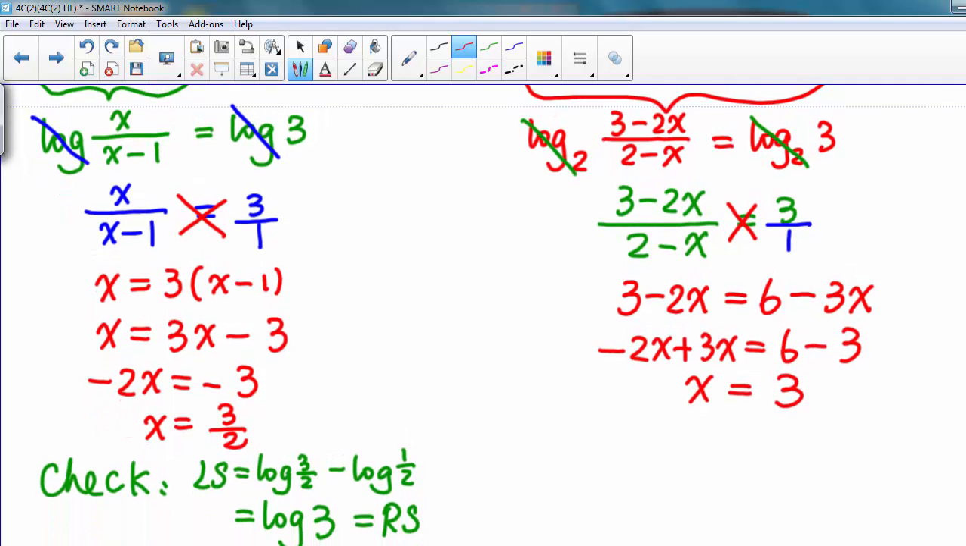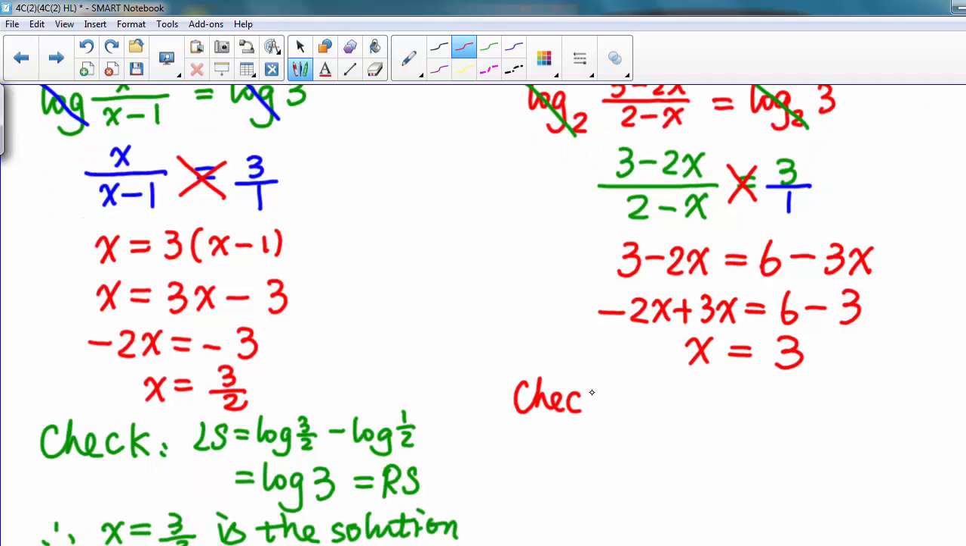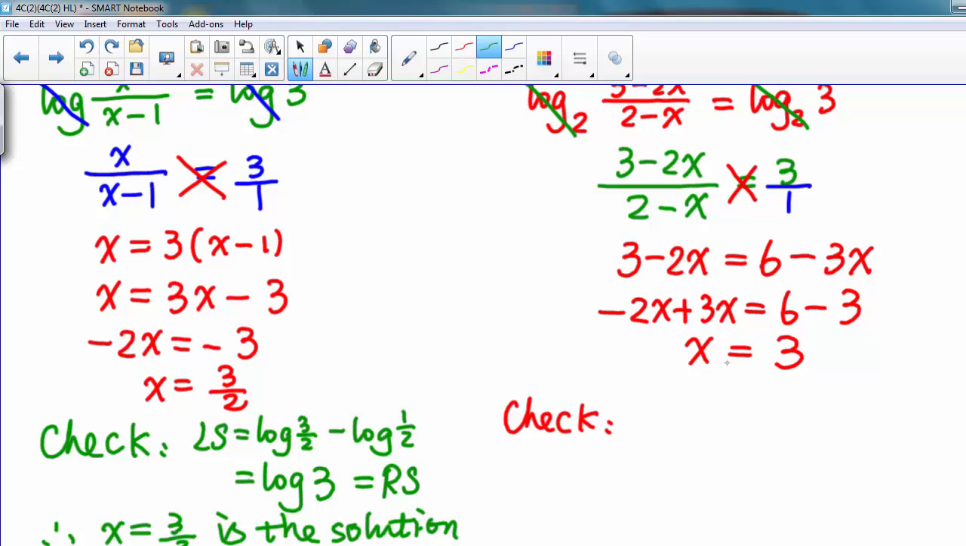Let's check the solution to see if x equals 3 is the solution of this initial log equation as well. Let's put down check. Okay, x equals 3. Let's plug x equals 3 into the left side. So my left side will become log base 2. In the first pair of brackets, it's 3 minus 2x, which is 3 minus 6. Minus log base 2 of 2 minus 3 again.